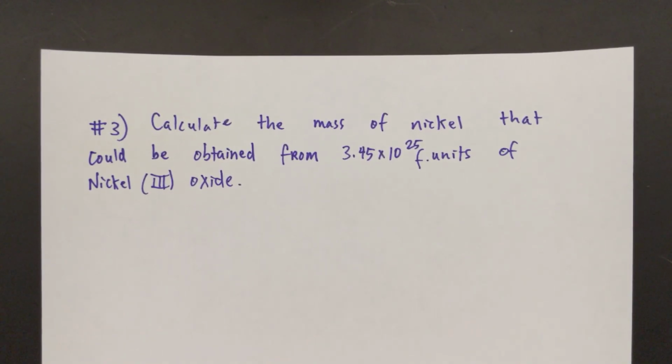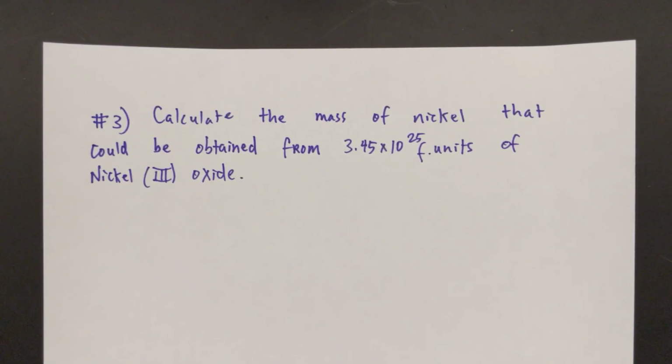Following problem is number 3 on the review. Calculate the mass of nickel that could be obtained from 3.45 times 10 to the 25th formula units of nickel 3 oxide. Anytime we approach a problem like this, we want to write out the mole ratio statement first.